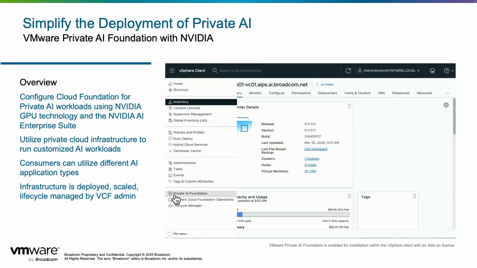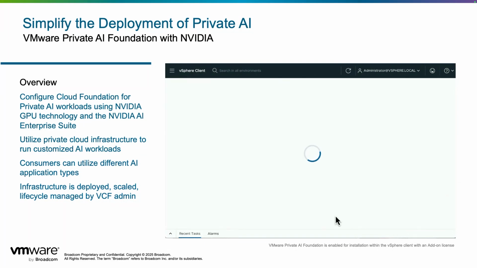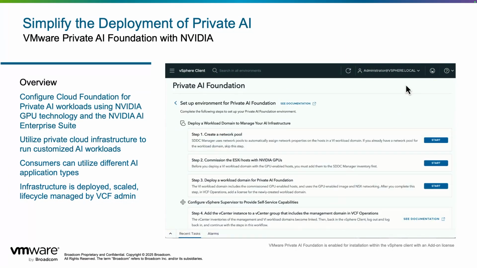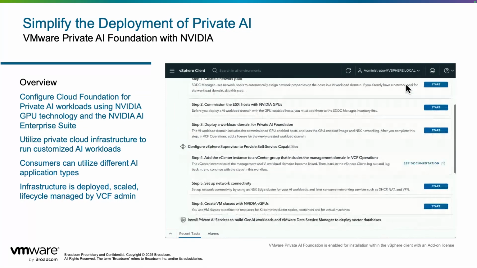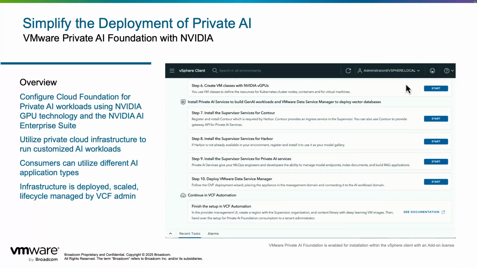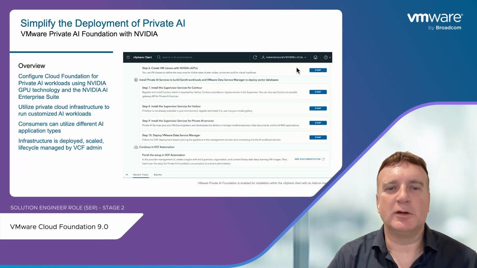Once infrastructure is deployed, consumers, such as data scientists and AI developers, can utilize this platform to support different AI application types, such as deep learning virtual machines and Kubernetes clusters, applications based on NVIDIA NGC container images, and vector databases for retrieval augmented generation. Private AI workloads can then be deployed by consumers using the self-service catalog from VCF Automation.